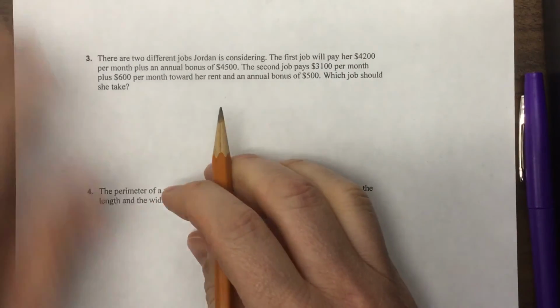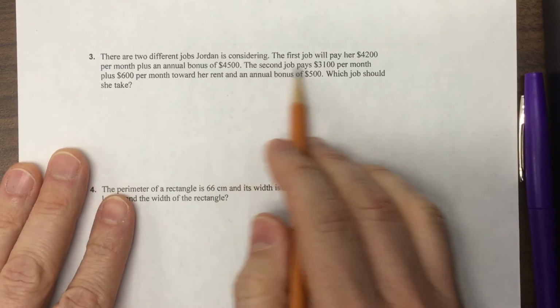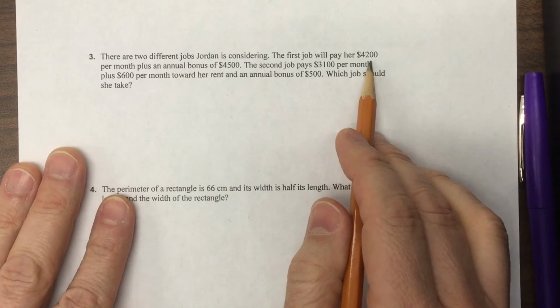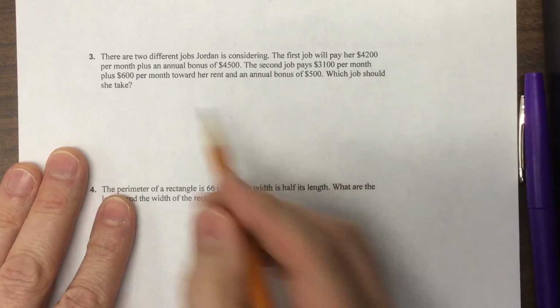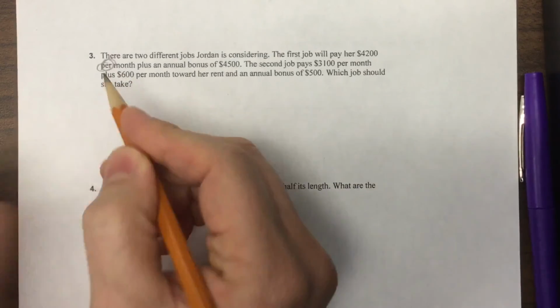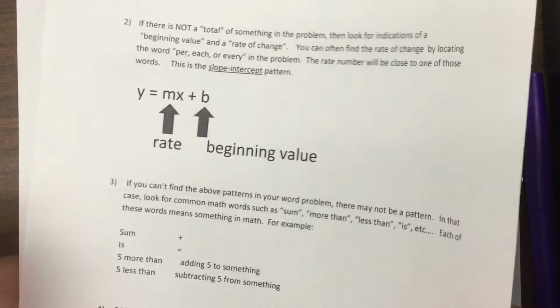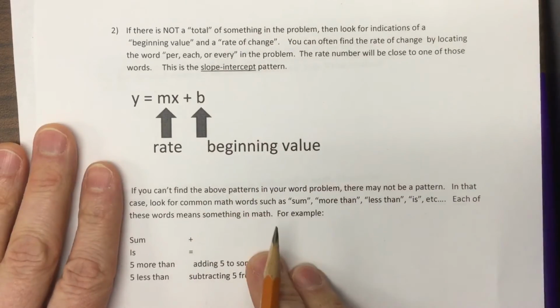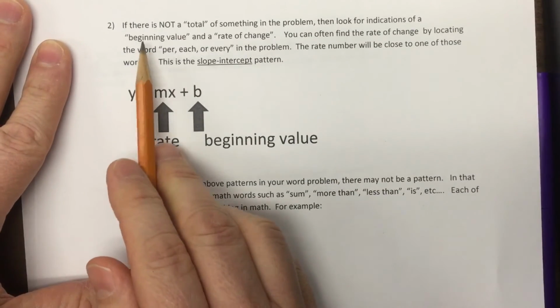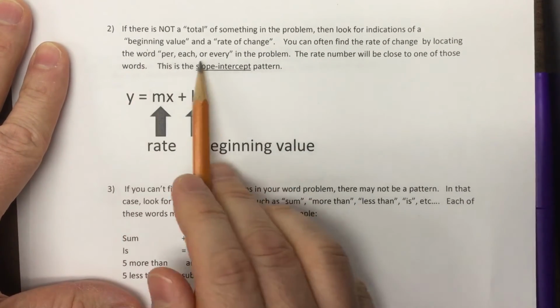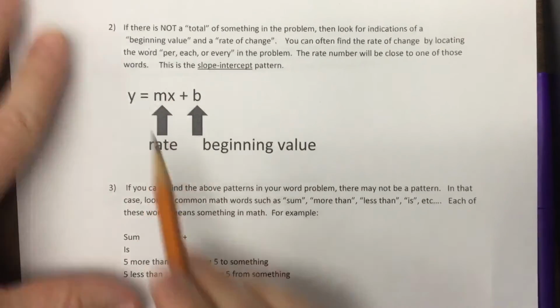Let's go down to number 3. There are 2 different jobs that Jordan is considering. The first job will pay her $4,200 per month. Oh, I see the word per. If there's not a total in that problem, I might be looking at strategy 2. Look for per, each, and every. That's going to be my M number. All right?